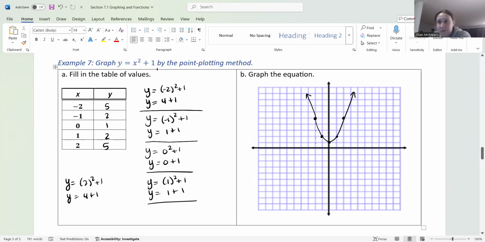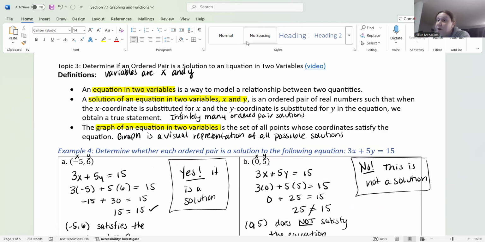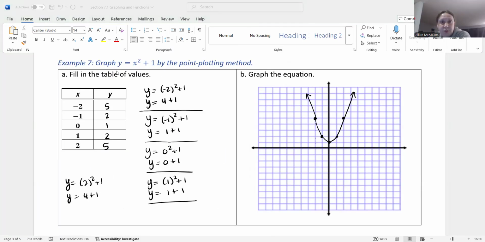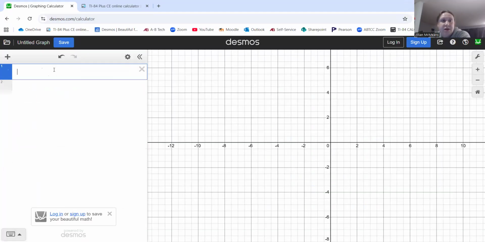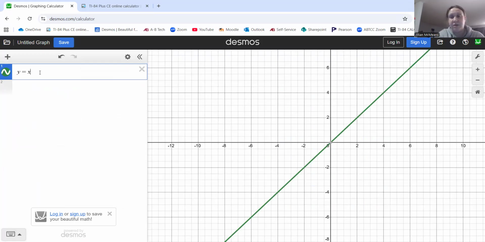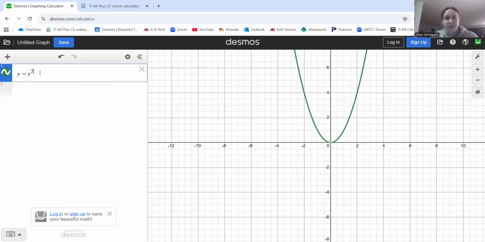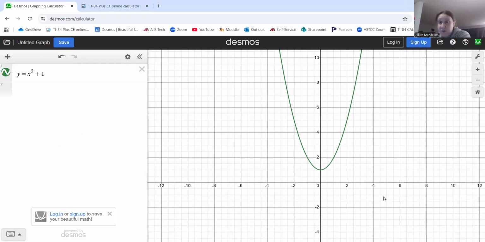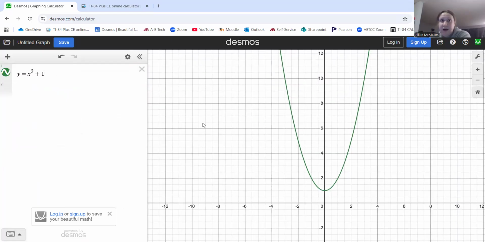Now we're going to go right back to Desmos, and we're going to verify our results, okay? So when we go to Desmos, all right, clear all that junk out. So we had y equals x squared plus 1, so you can type in an x and then shift 6, and it'll do the superscript. And then go to the right and plus 1. So there is our graph, and that looks very much like what we did by hand.